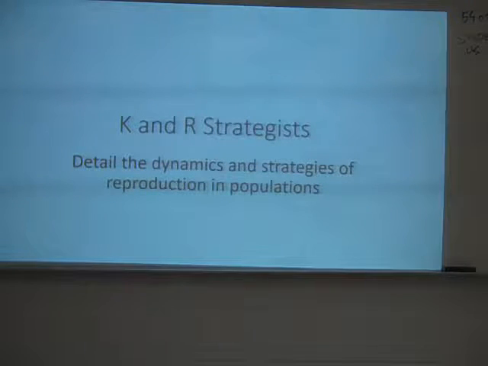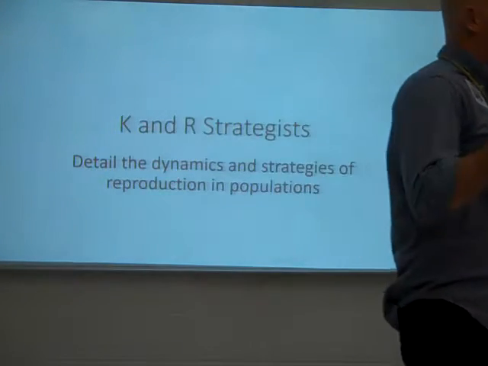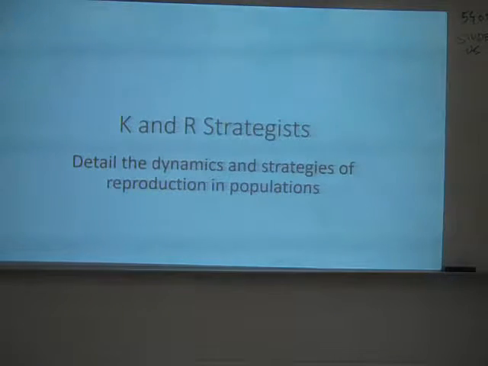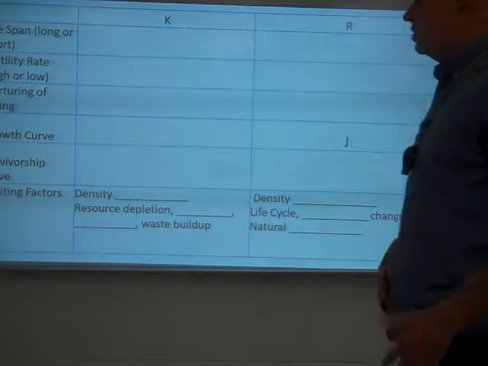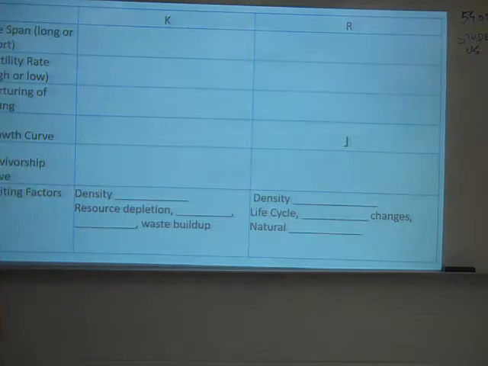So populations, Unit 3 is on populations. We start out looking at the different ways in which different organisms will basically populate, or reproduce, in order to keep their species going from year after year. And there's two main strategies, the K and the R strategist.